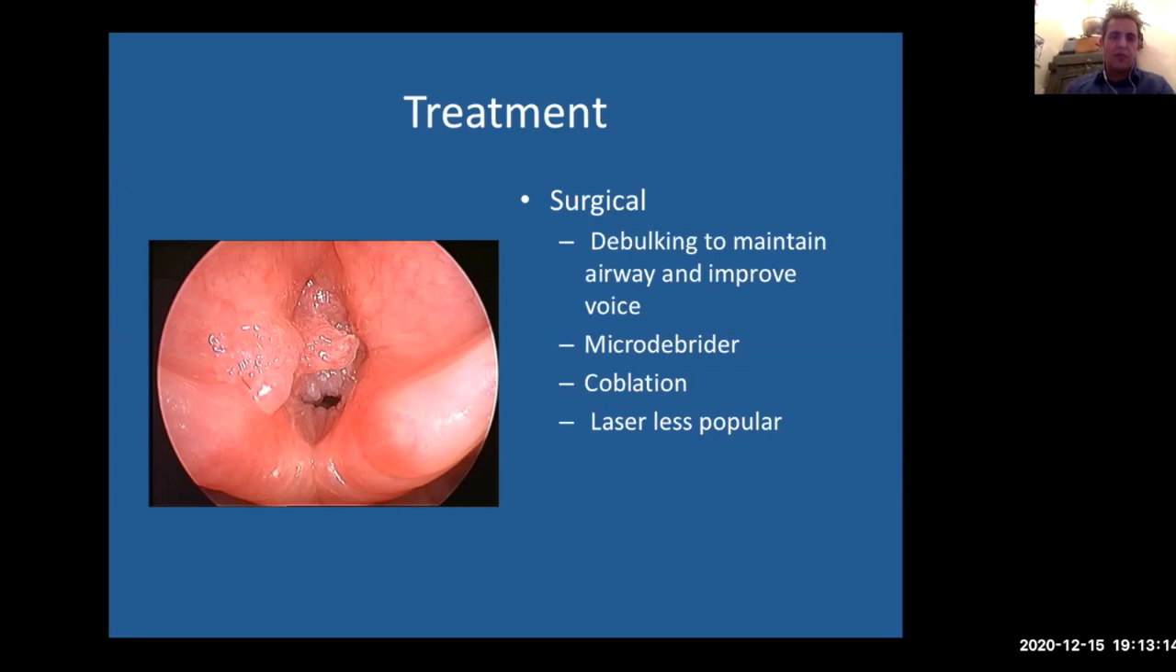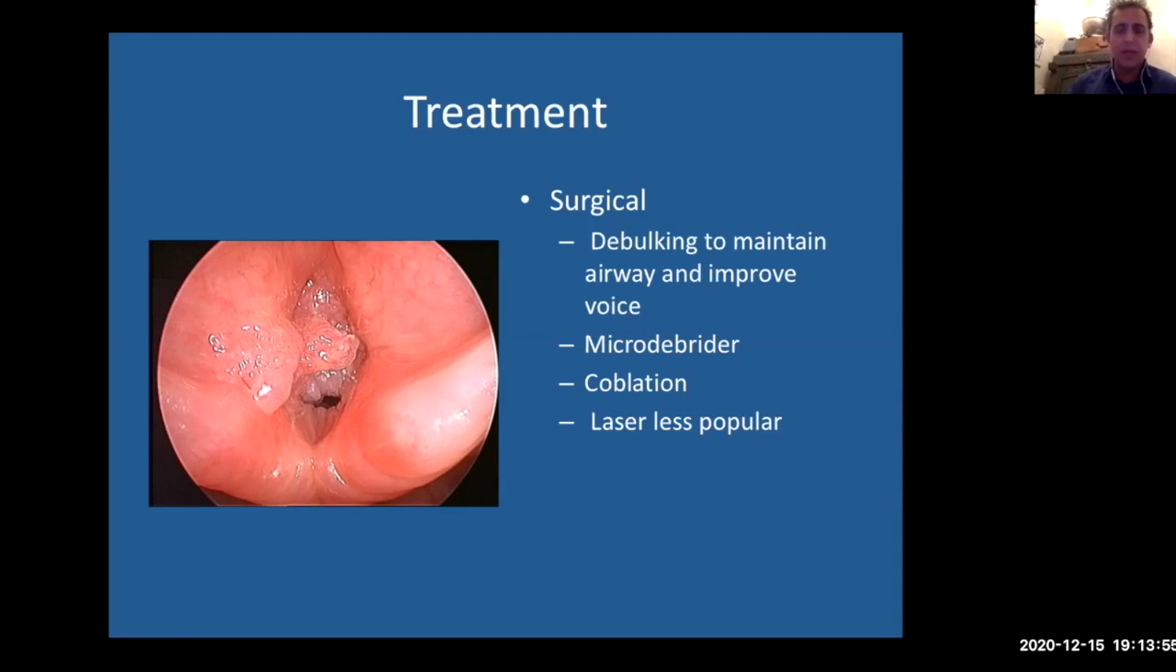I personally prefer to use a microdebrider. Some of my colleagues prefer to use coblation. The issue with coblation is that if the patient's not paralyzed, which they're usually not, it can stimulate and allow the vocal cords to jump, which means you can cause inadvertent injury to the cords. The other issue is that you rely on saline flush to create the plasma for the coblation, and that will essentially run down the airway. So in these cases, you have to have them in a head down position to prevent some of the saline running down the airway.